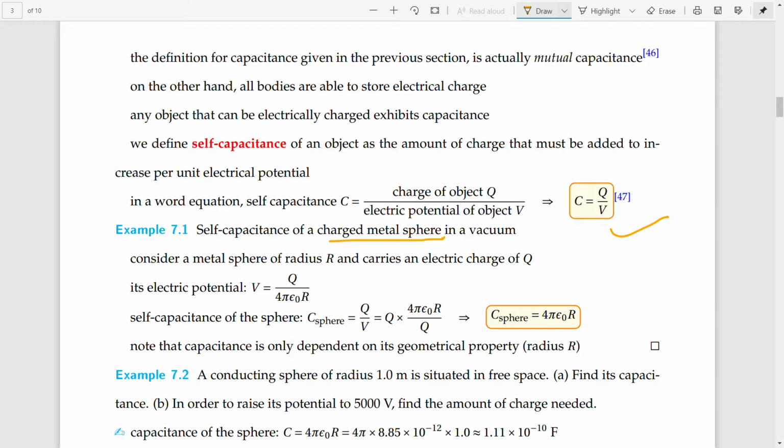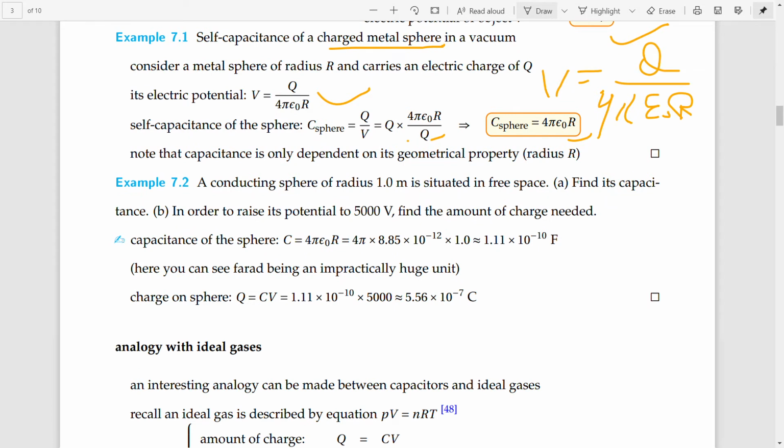For a metal sphere, the voltage gives V equals Q over 4 pi epsilon naught R, and this is very important. So the self-capacitance C sphere equals Q over V, which is 4 pi epsilon naught R. Now, a conducting sphere of radius 1 meter is situated in free space. Find its capacitance and the charge needed to raise its voltage, using this formula.